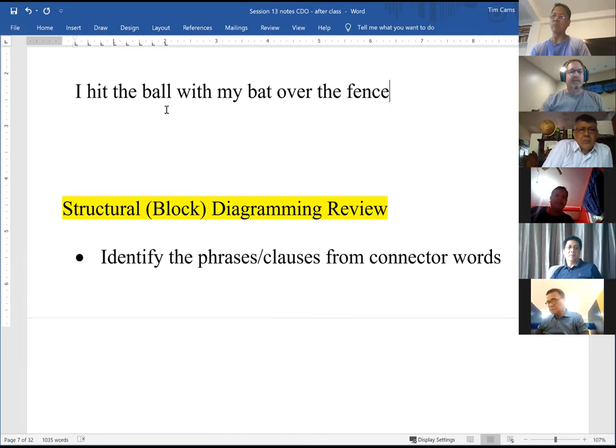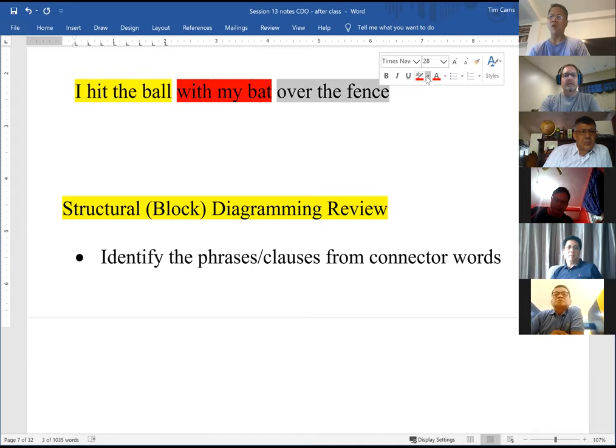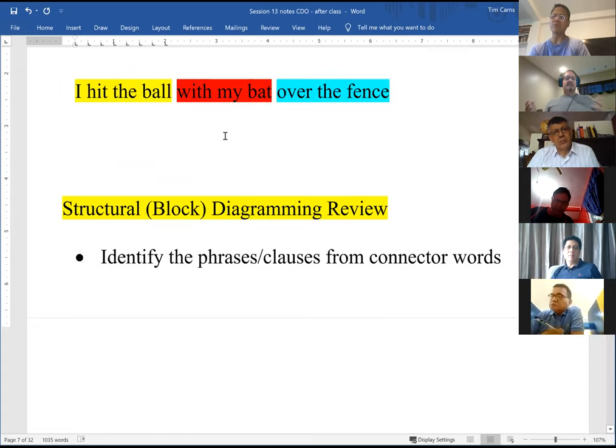I first need to recognize that each phrase or clause is separated by what I call connector words. The main sentence here, the main subject and verb, is I hit the ball. But then we have these other phrases that are not part of the main sentence. They don't stand alone. They are linked to the sentence. So if I just had the phrase with my bat, is that a standalone sentence? No, there's no action, there's no verb. What about over the fence? Same thing.